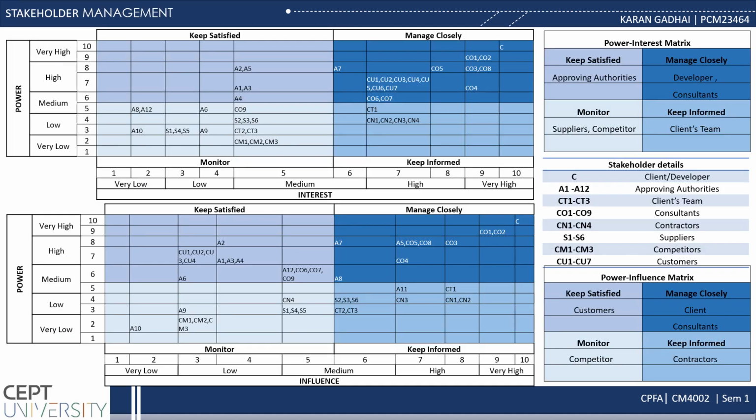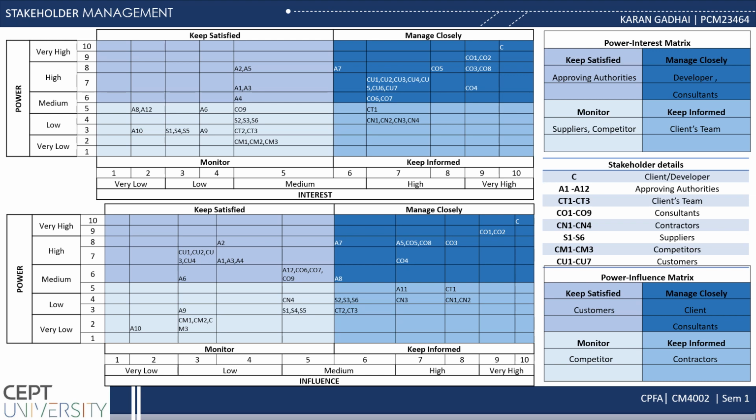The first matrix is of power interest. It analyzes the stakeholders' level of interest they have in the project as well as the power that the stakeholder holds. The developer has the highest power and highest interest in the project, so the developer is the final authority to make decisions. That's why we need to manage closely. Approving authorities have high power over the project and low interest, so we need to keep them satisfied.